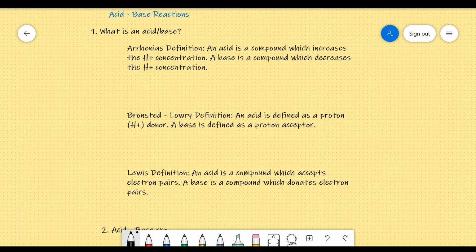So on a lot of the examples we're going to go through today, the acid is going to be defined as a compound connected to an acidic hydrogen. So an acidic hydrogen is one that can be donated to a solution. Alright?